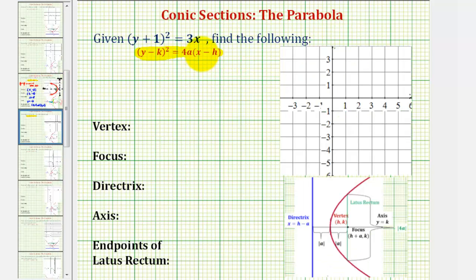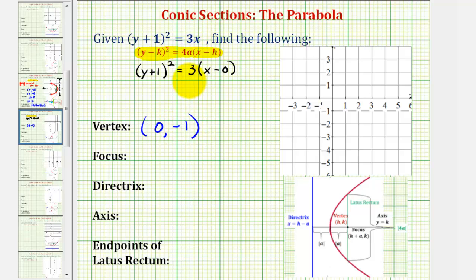So going back to our example, I'm going to write this equation again so it matches this form perfectly, which means I'm going to write this as the quantity y plus 1 squared equals 3 times the quantity x minus 0. I don't need to do this, but it does make it easier to find the coordinates of the vertex. The vertex will have coordinates (h, k), and since we have x minus 0, the x-coordinate is 0, and because we have y plus 1, the y-coordinate is negative 1.